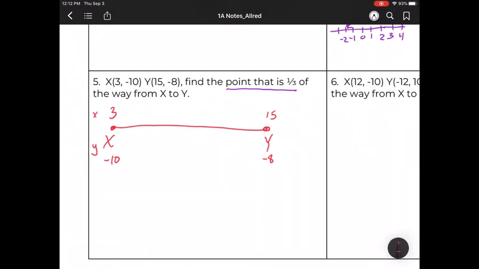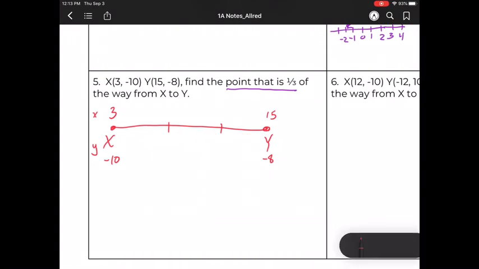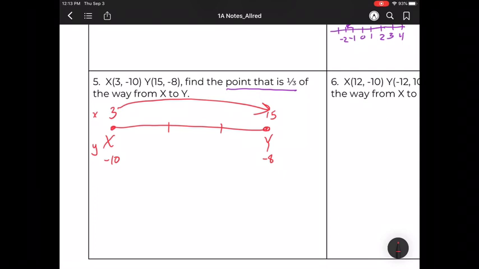I'm going to split this into thirds, like that. So each of these pieces is about the same distance apart from the next one. So if I split this into thirds, what I'm going to do now is figure out the entire length from point x to point y for the x's. Okay?